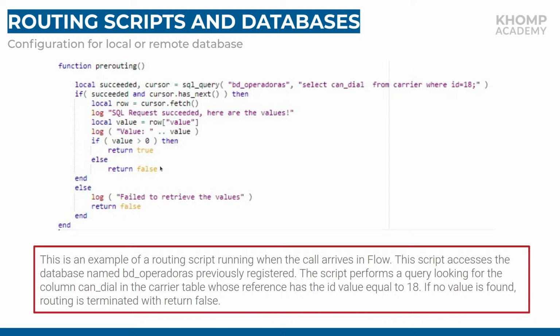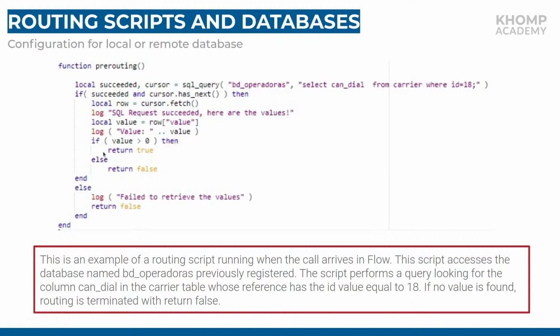So in this example, the routing script runs when the call arrives in the flow. The script accesses the database named BD operadoras, previously registered. The script performs a query looking for the column can dial. This is very close to the last one I showed, like the rejected one, or the call that day. Then in the character table whose reference value is equal to 18, if no value is found, routing is terminated and will return false.